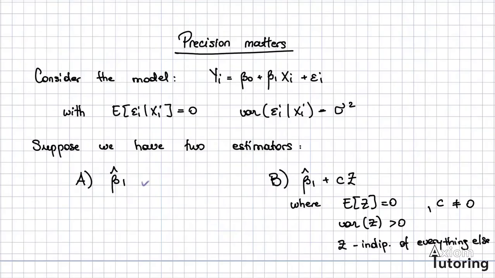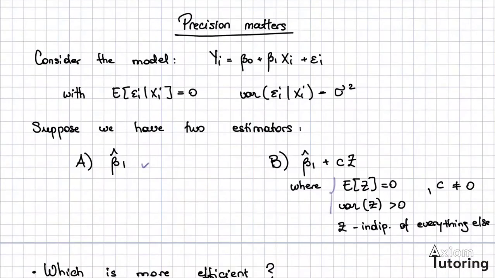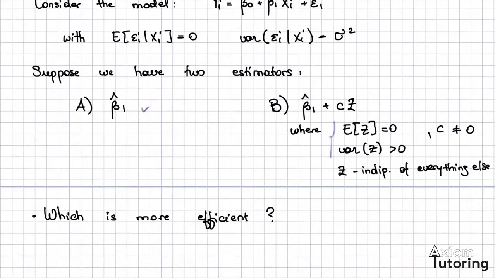Z is a variable for which we've been given information, such as the expectation of Z is equal to 0, the variance is bigger than 0, and it's independent of everything else, meaning the X or the i that we have in this expression. So let's figure out which is more efficient out of the two estimators.